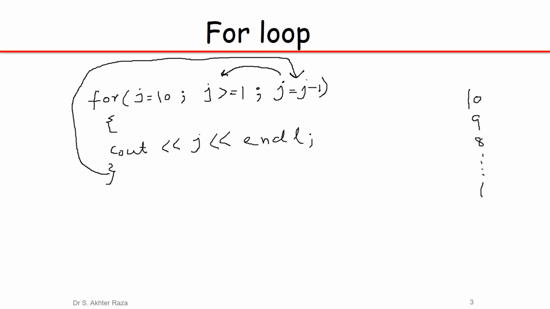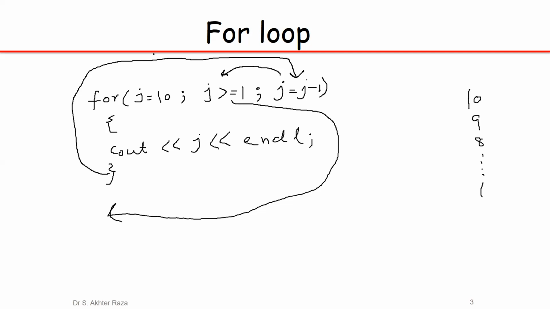1 is greater than or equal to 1. Yes. 1 is printed. After printing 1, it comes here. 1 minus 1 becomes 0. 0 is greater than or equal to 1. No. 0 is not greater than 1. It goes out. So this is the decrement loop or the reverse loop. If you execute this, then integers from 10 to 1 will be printed on the screen.